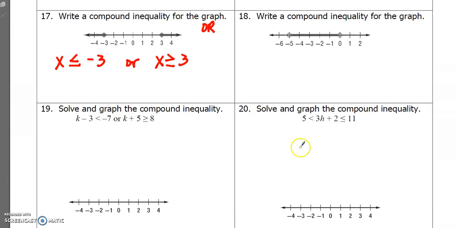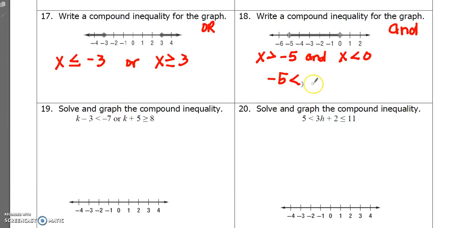Number 18 is also a compound inequality. It is a double shaded area. It's in the middle, so we know this is going to be an and problem. So we can write x, and then it's going to the right, so x is greater than negative 5. And it's not a filled in circle, it's empty, so we don't have the equal to. And then x is less than 0. Again, it's an empty circle, so it is not an equal to. Or we could have written negative 5 is less than my x, which is less than 0. Either one of these would represent this graph.